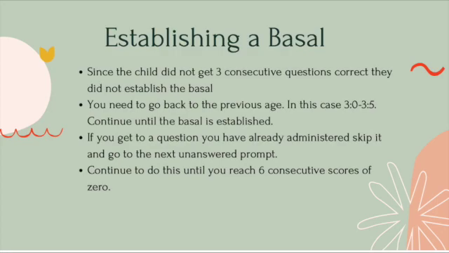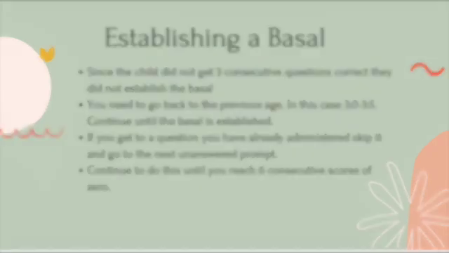Since the child did not get 3 consecutive questions correct, they did not establish the basal. You will need to go back to the previous age. In this case, 3 years to 3 years 5 months. Continue until the basal is established. If you get to a question you have already administered, skip and go to the next unanswered prompt. Continue to do this until you have reached 6 consecutive scores of 0. Then you will begin administration of the expressive communication subtest.